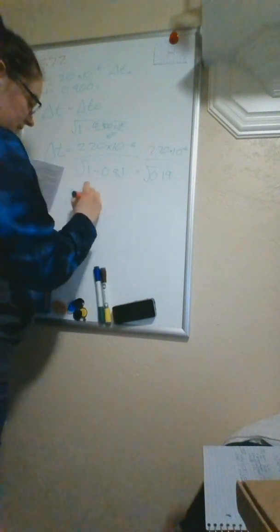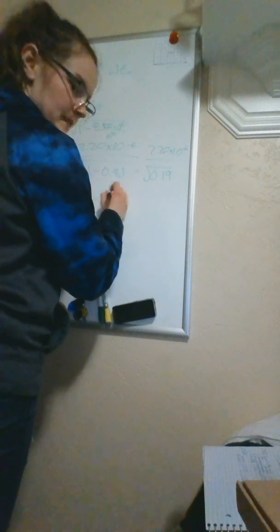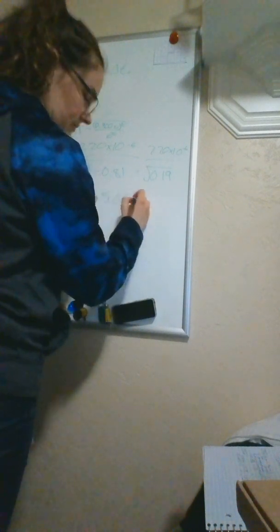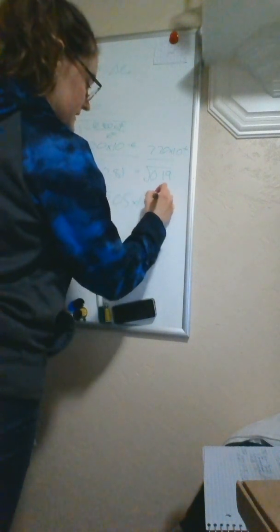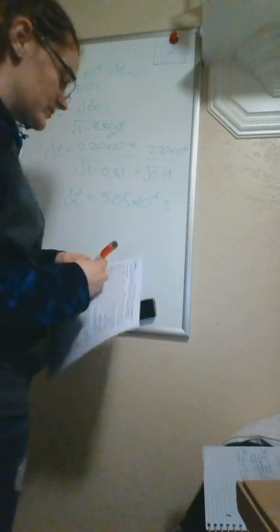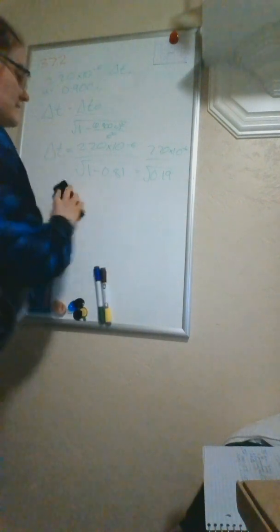Anyways, the calculator does it for us, and when this calculates out, we get that the time that the laboratory person experiences is 5.05 times 10 to the negative 6 seconds. That's how long the person in the lab sees that the particle goes. And that's part A.